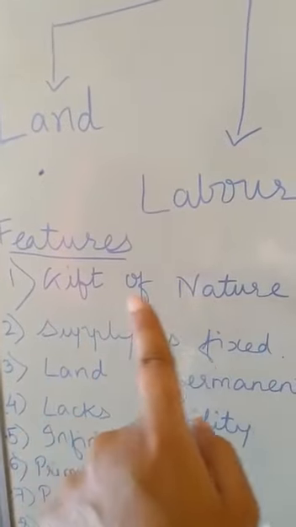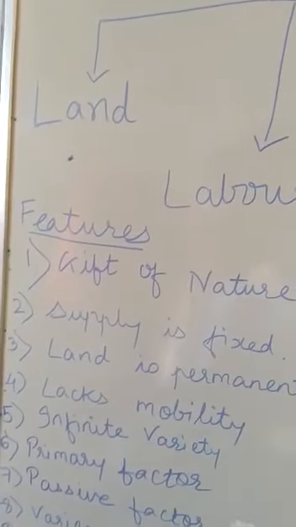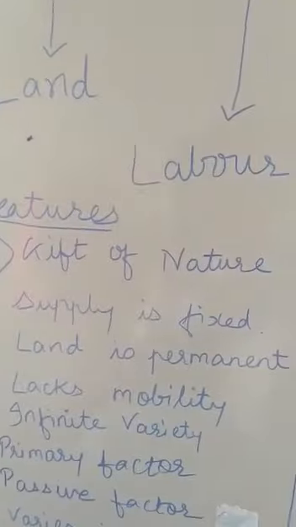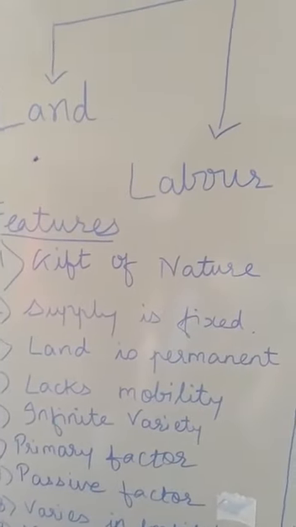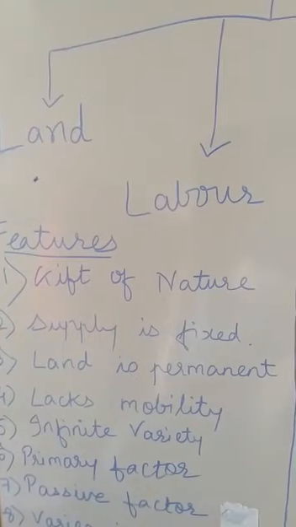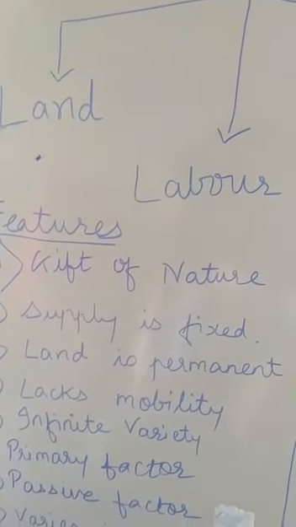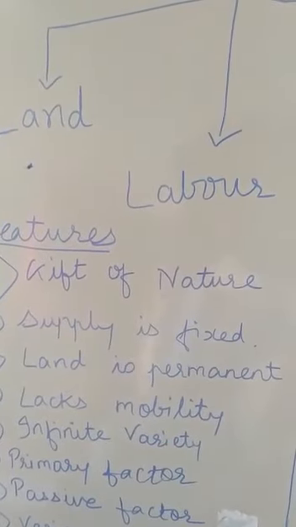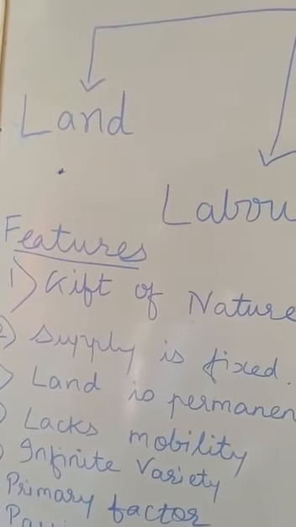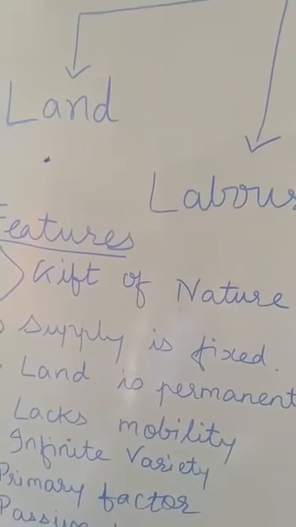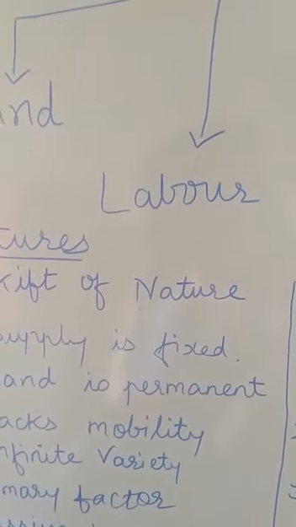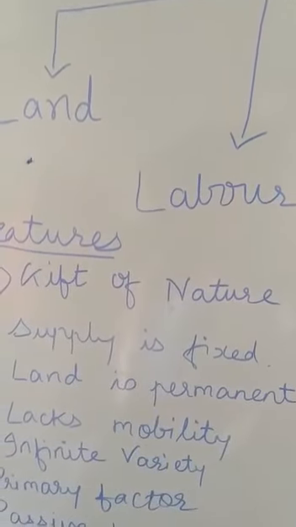First one, it is a free gift of nature. Land is a free gift of nature. In economics, land is considered a free gift of nature for which we do not have to pay anything. But in reality, we don't get anything free of cost. We have to pay for each and everything. Even if I am taking a piece of land on lease to utilize it for the production process, then we have to pay rent for it. So, in practical life, we don't get anything free of cost. But in economics, it stands for the entire natural environment and it is a free gift of nature.